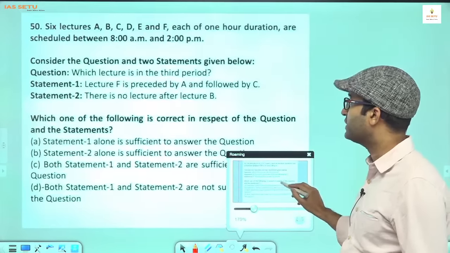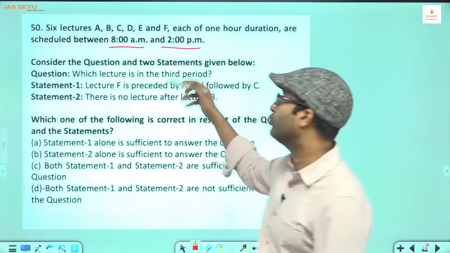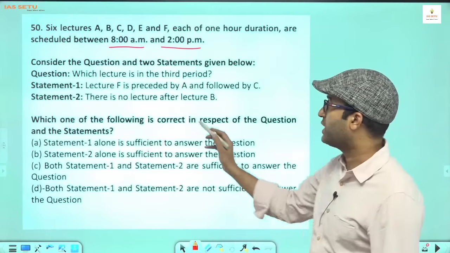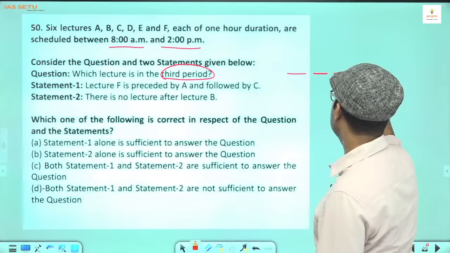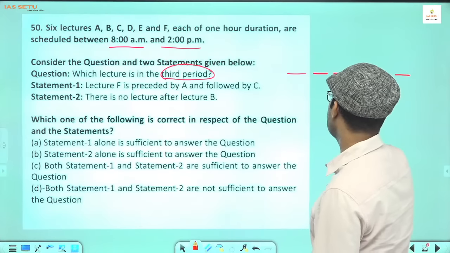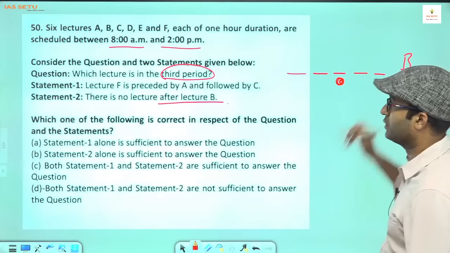Six lectures A, B, C, D, E, F, each of 1 hour duration, are scheduled between 8 AM to 2 PM. Which lecture is at the third period? 1, 2, 3, 4, 5, 6. There is no lecture after B, so it is confirmed.